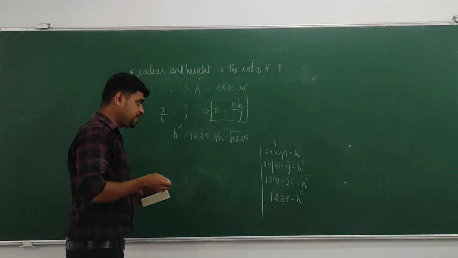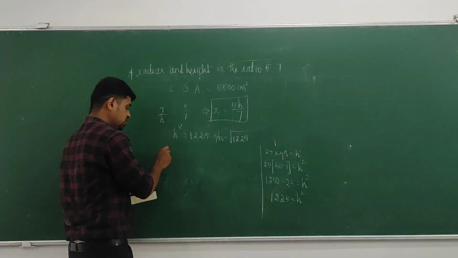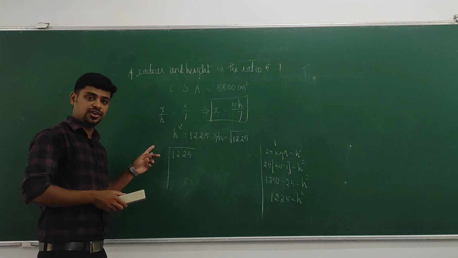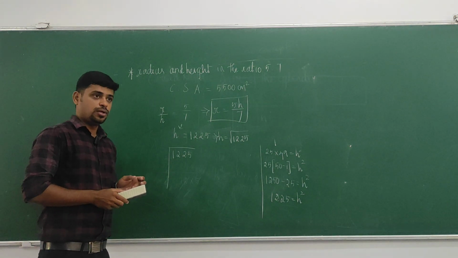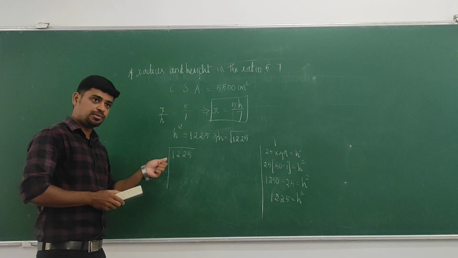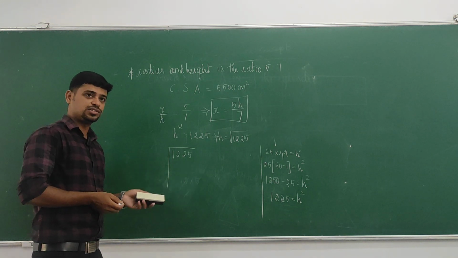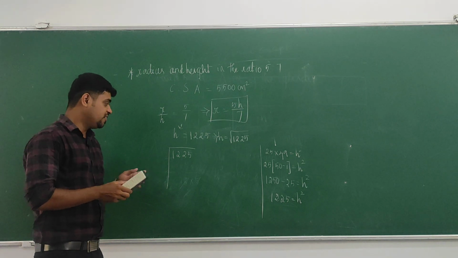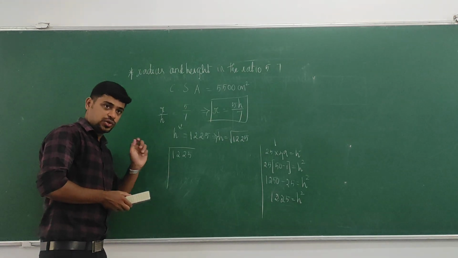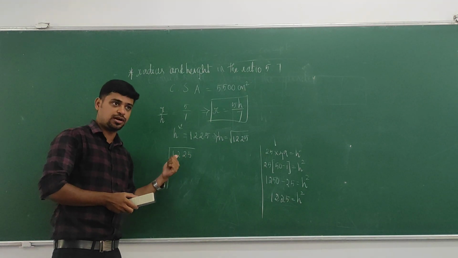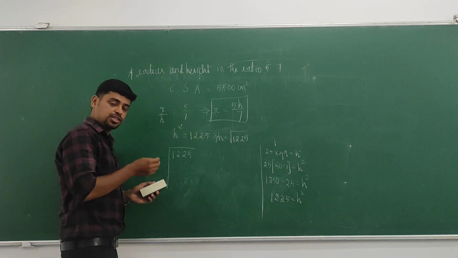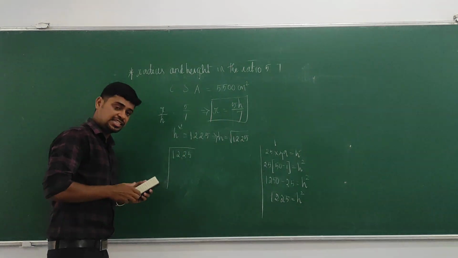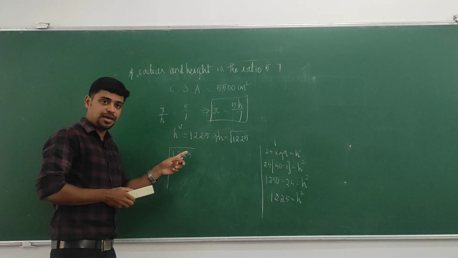Now we'll go for the long division method to find the square root value of 1225. In the long division method, we need to separate our number into pairs from the last side. From the last side, our first pair will become 12 and our second pair will become 25.